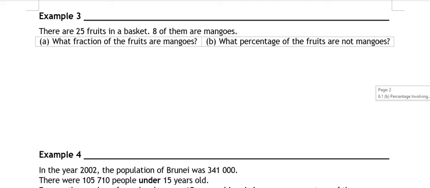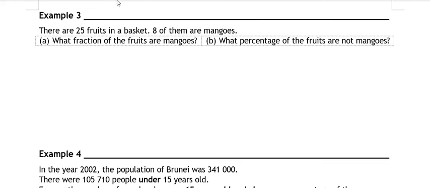Now let's proceed to example number 3. There are 25 fruits in a basket. So here is the whole thing, you have 25 fruits and 8 of them are mangoes. The first question is A, what fraction of the fruit are mangoes? It asks about fractions only. So the amount of mango is 8 and the amount of fruit is 25, right? You cannot make this into lowest terms, so you leave it as 8 out of 25.